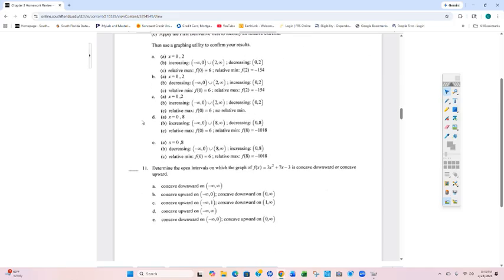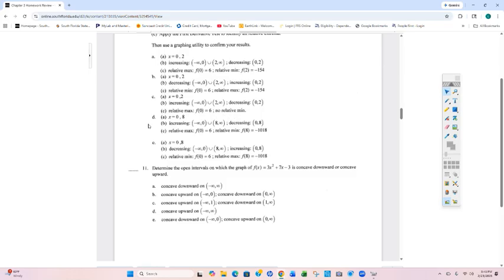All right, answer choice C. Part A, x equals 0, x equals 2. Part B, increasing on the intervals negative infinity, comma 0, and 2, comma infinity. Decreasing on the interval 0, comma 2. Relative max, f of 0 equals 6, no relative min.